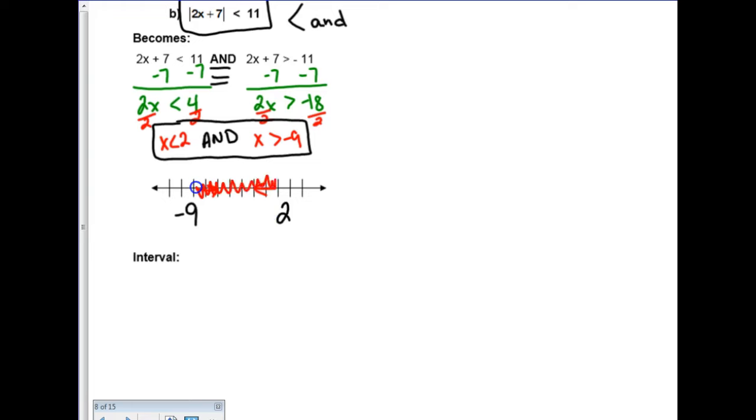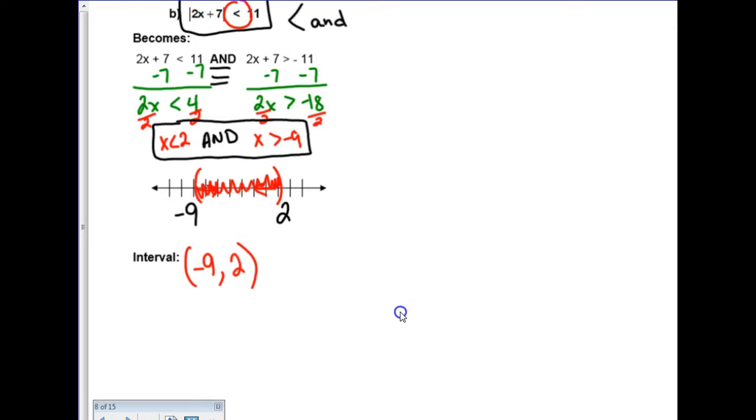If I think back to what my teacher told me about these guys, ands typically shade in between them. So parentheses, brackets, what's going on? Parentheses. And why parentheses? Yep, the original problem does not have any equality, so the endpoints are not part of the solution. Ands are my favorite, because when it comes to write the interval, I just kind of pick it up off the number line and write it as an interval. So starting at the left, -9 to 2.